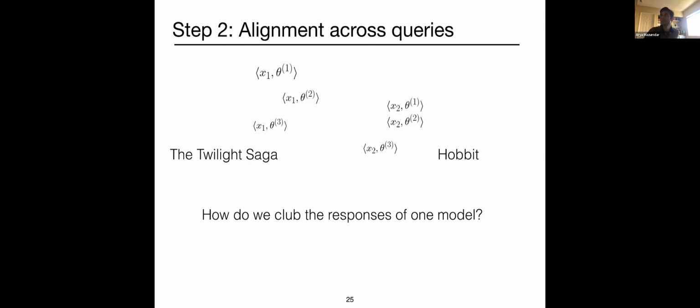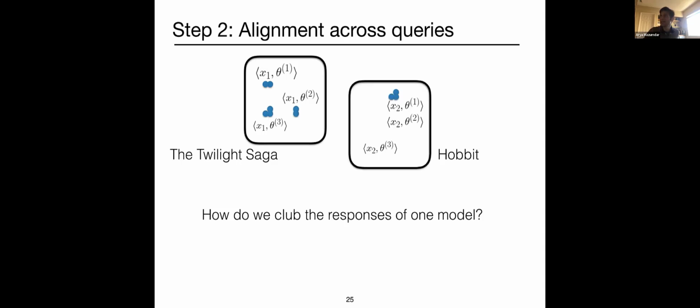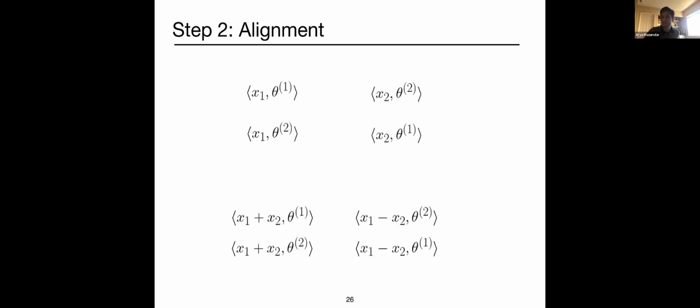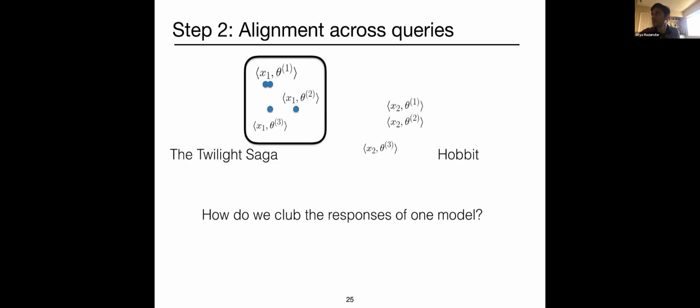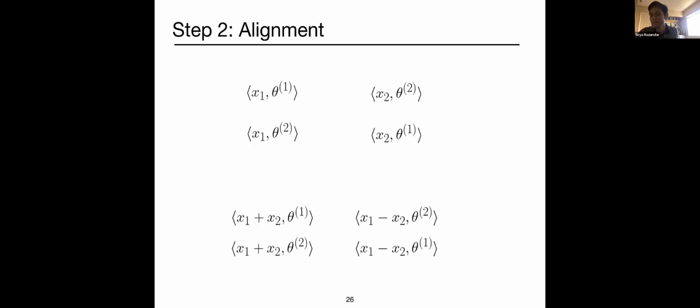Step 2 over here is alignment across queries. So let me explain what that means. I'm sorry, this animation is completely bonkers.